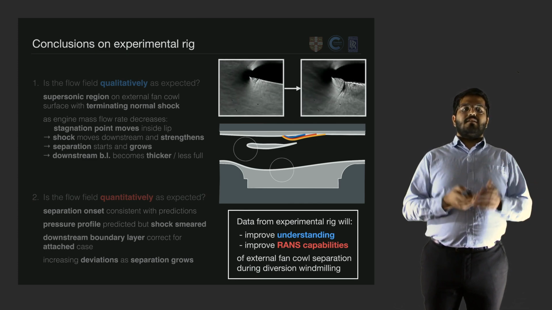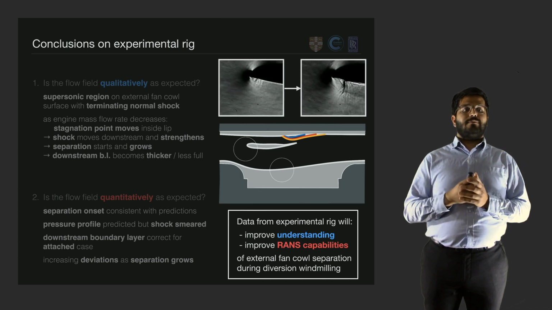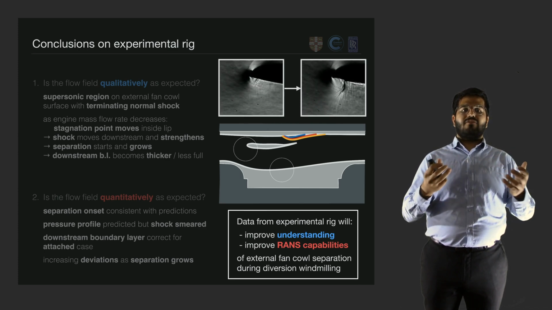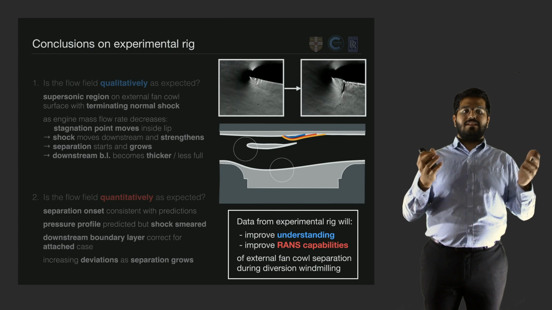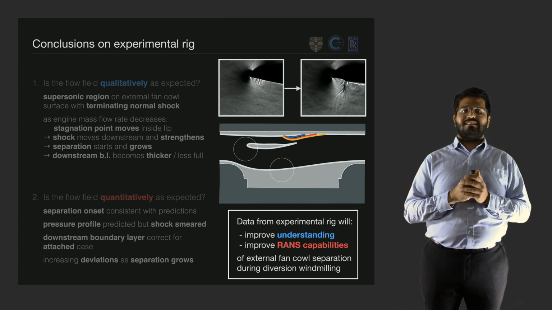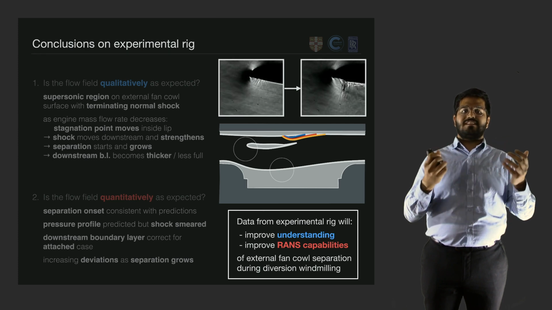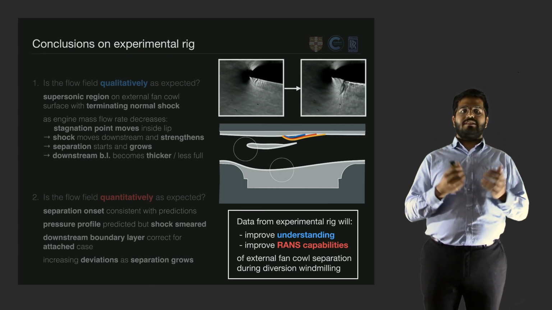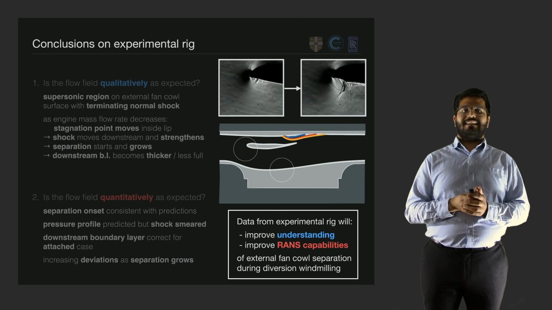And so, by performing these preliminary tests on the wind tunnel rig, we now have increased confidence that the wind tunnel rig does indeed capture the key flow physics from a diversion windmilling scenario, and so can be used to improve physical understanding and computational methods to predict external fan cowl separation.